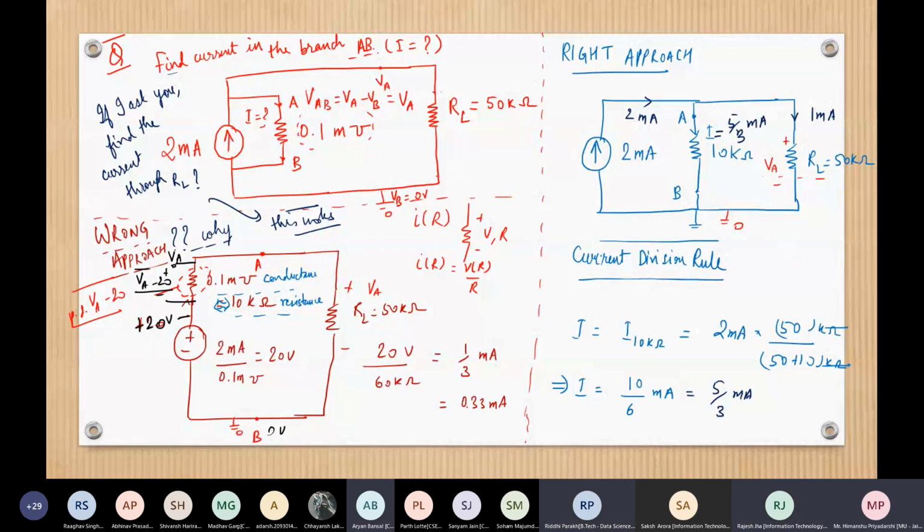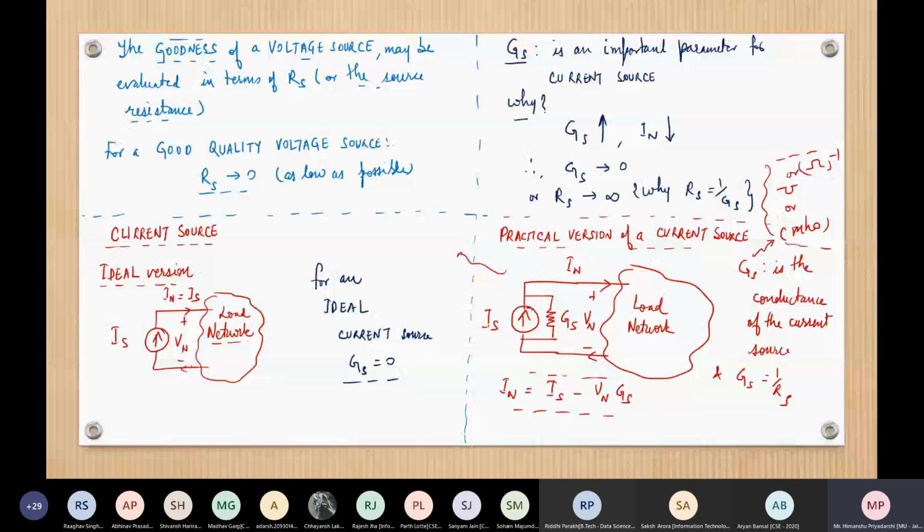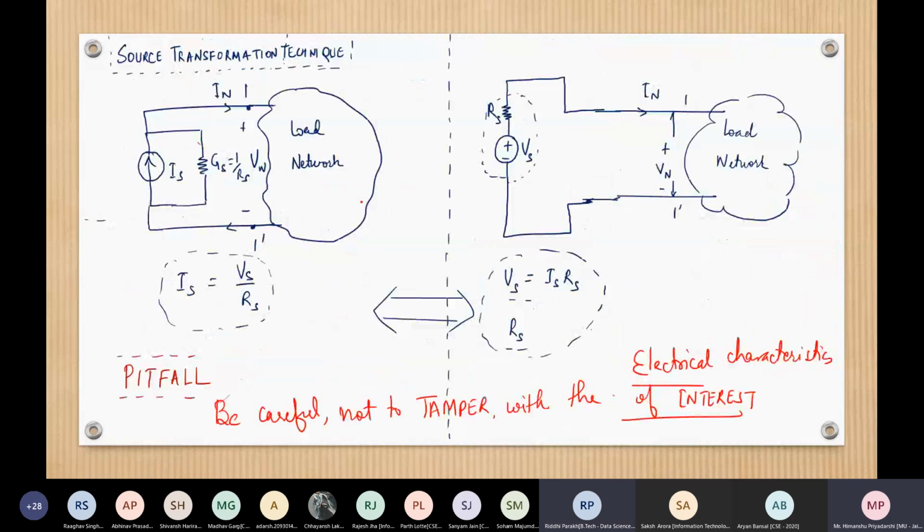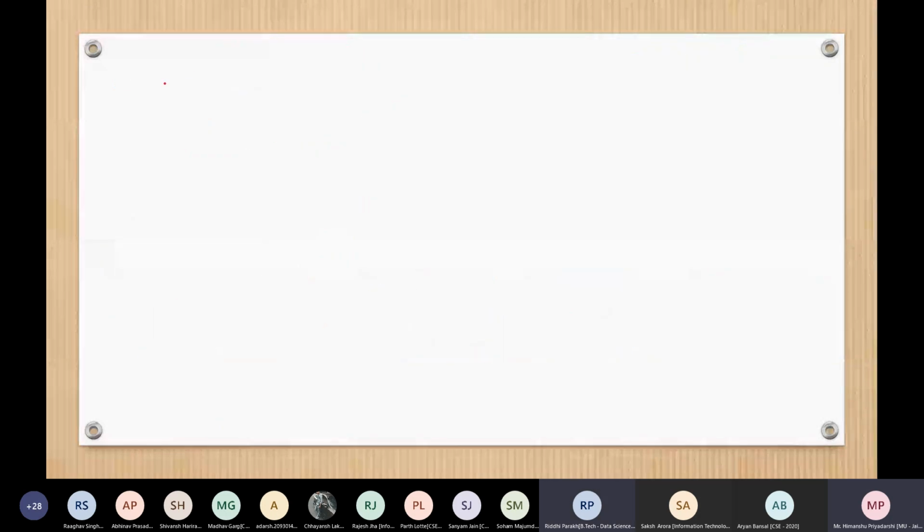Sir, what are some examples of a current source? Solar current. I will write examples. What would be the main difference between current and voltage sources? Solar PV panels. Main difference. Very good. Wonderful question. Voltage source. Current source.